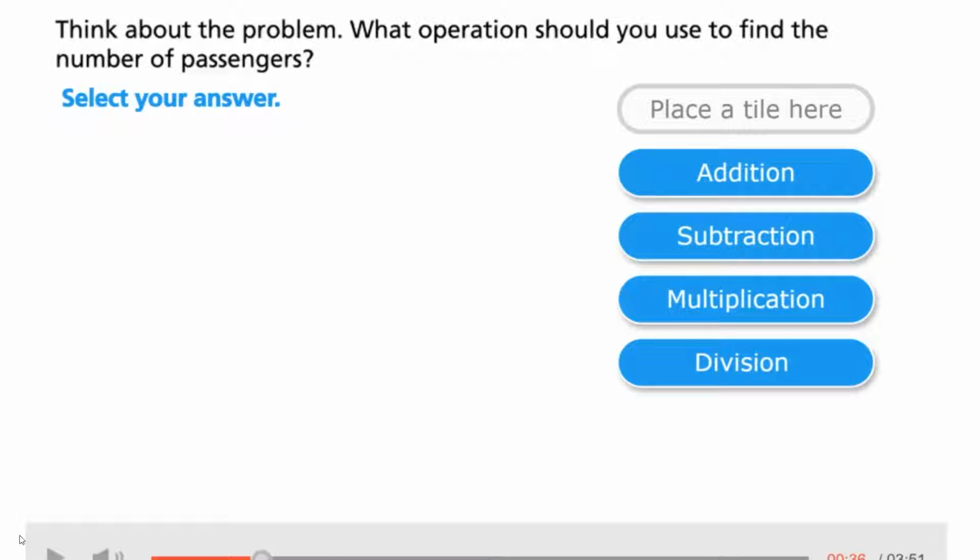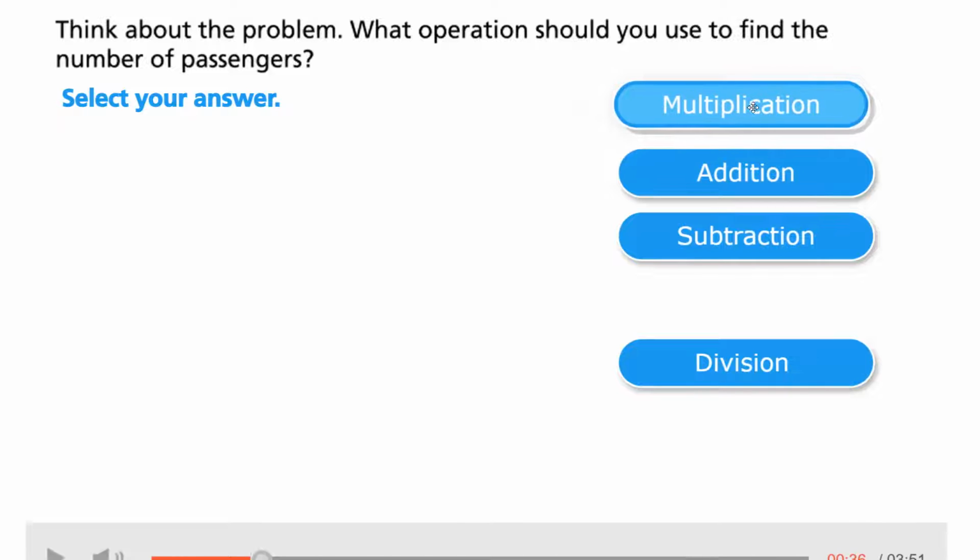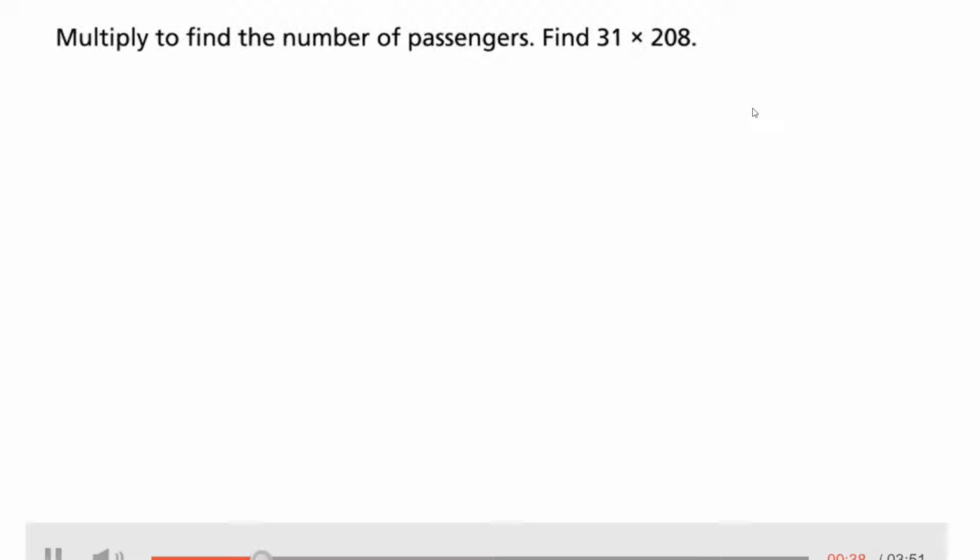Select your answer. So here we need to figure out the total number of seats times the 31 days. If the same number of seats are getting filled every day for 31 days, we can use repeated addition, which is also a lot easier to do as a multiplication. Multiply to find the number of passengers. Find 31 times 208.